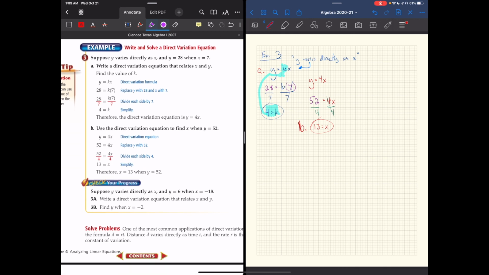Take a moment and work out check your progress 3a and 3b in your notebook.